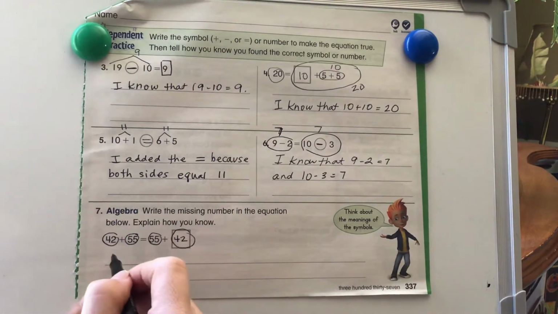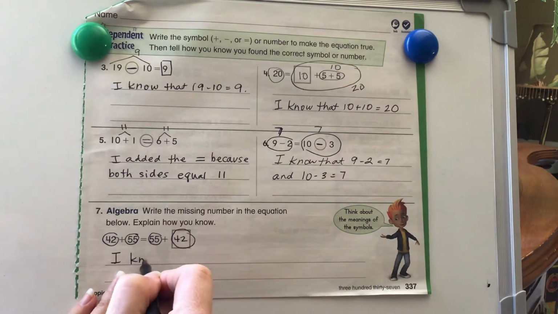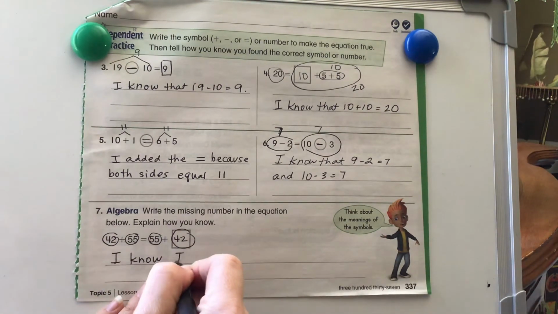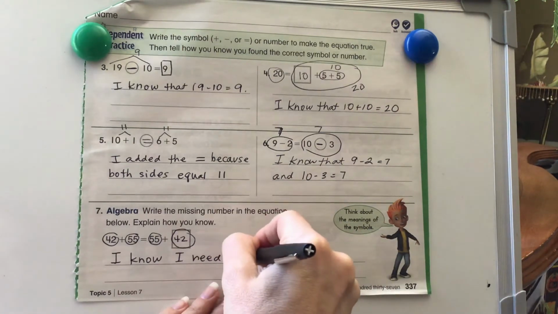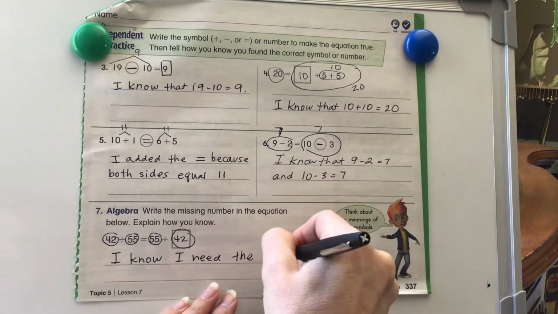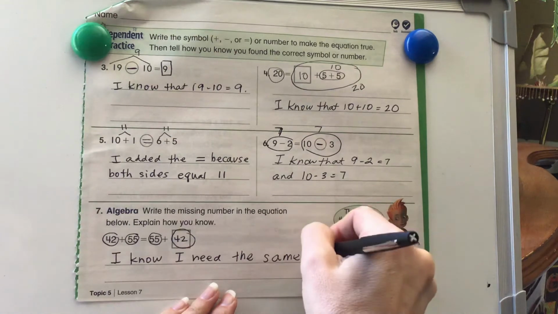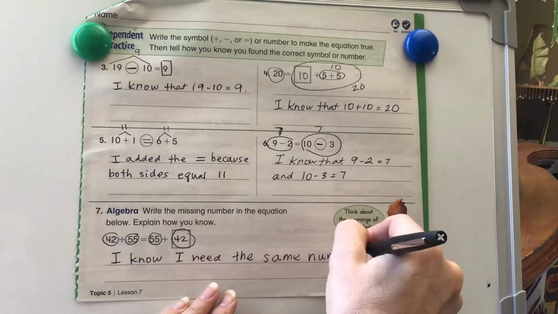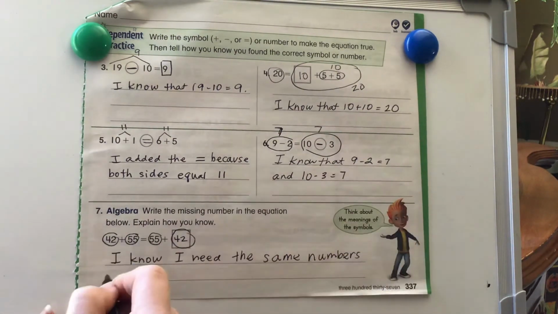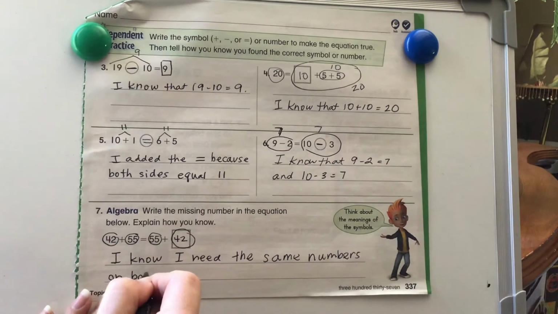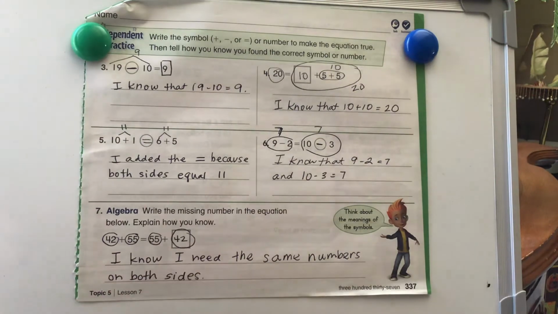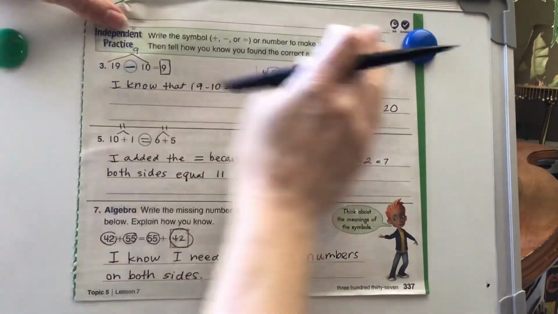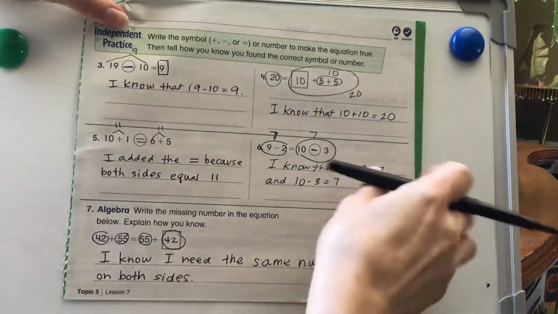I can say, I know I need the same numbers on both sides to be equal. All right, and again, pause the video as needed because I know I'm writing pretty quickly.